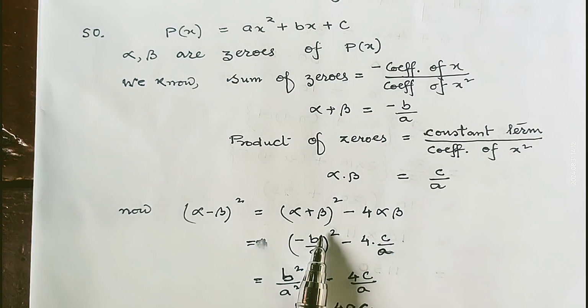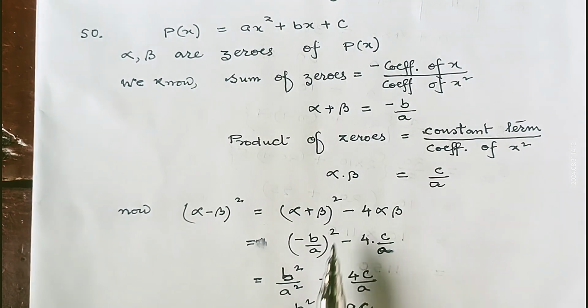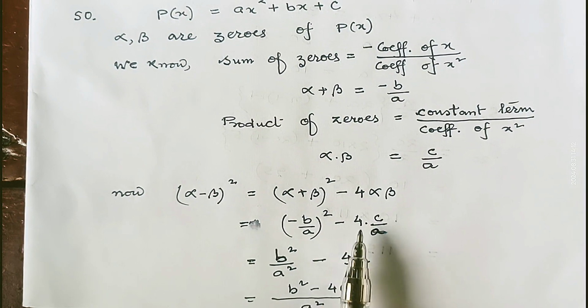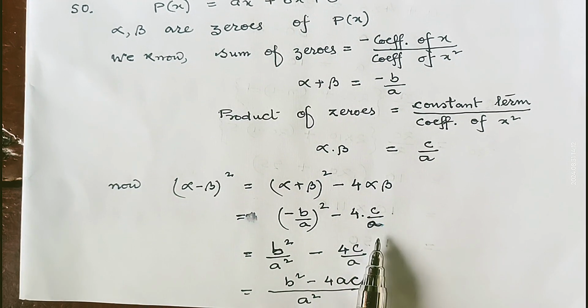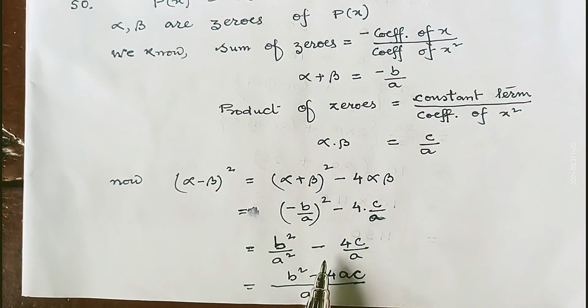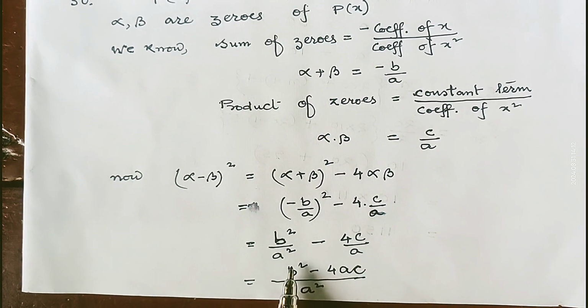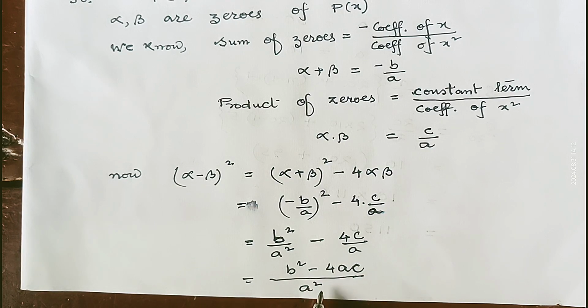Now (alpha plus beta) whole square, we know alpha plus beta is minus b by a, so (minus b by a) whole square minus 4 alpha beta, which is c by a. So it will be b square by a square minus 4c by a. From a square and a, the LCM will be a square. a square divided by a square is 1, and a square divided by a is a. So it is (b square minus 4ac) by a square. So this is the required answer.